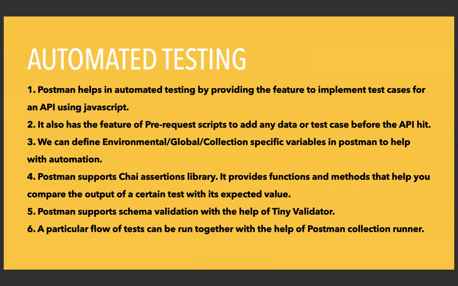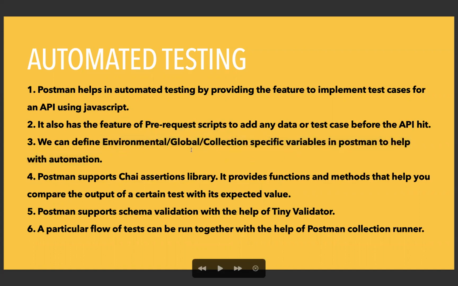Okay, so what a pre-request script is, is that before we hit an API, we can define something. If we want to define something before even hitting the API, that particular thing we can define in the pre-request scripts in Postman. So using that, for example, we can create an object in the pre-request script that we want to pass in the test case. Okay. Other than that, it provides us the feature of environment, global, and collection specific variables.